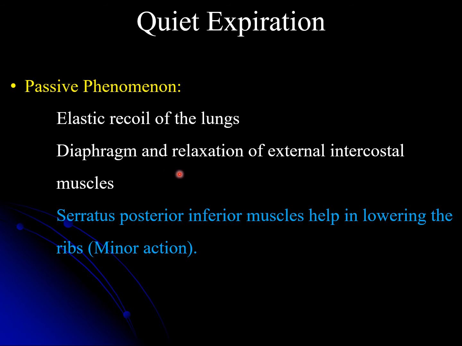Along with that, the diaphragm and the external intercostal muscles relax. The contraction becomes relaxation for both muscles, so they go to their normal position, again decreasing the diameter of the cavity. Along with that, there is a very minor action of certain posterior inferior muscles that help in lowering the ribs. As we discussed in the previous lecture, certain posterior inferior muscles are attached to the lower ribs, so when they contract a little, they take the ribs slightly down, but it is a very minute action.